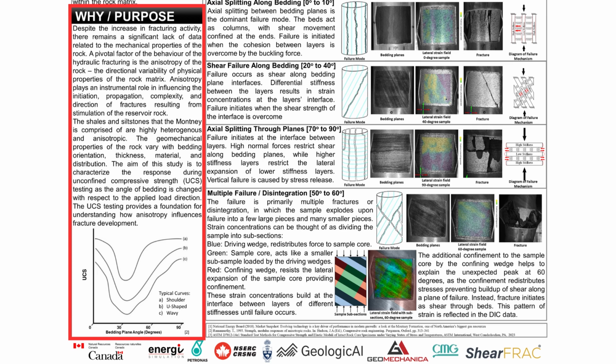The shales and siltstones that the Montney is comprised of are both highly heterogeneous and anisotropic. The geomechanical properties of the rock vary with bedding orientation, thickness of those beds, the material that those beds are made out of, and the distribution of these beds relative to each other. The aim of this study is to characterize the response during unconfined compressive strength testing as the angle of the bedding is changed with respect to the applied load direction. The UCS testing provides a foundation for the understanding of how anisotropic rock influences fracture development.